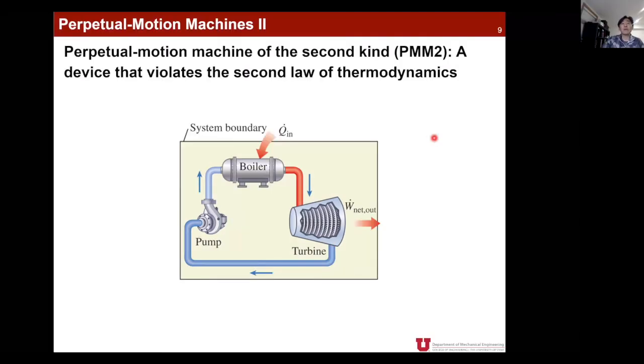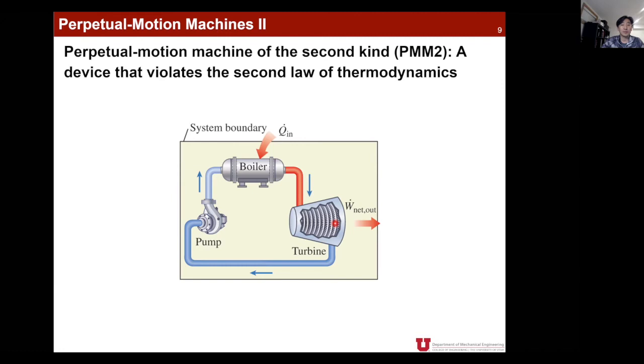Then how about PMM2? PMM2 again is a device that violates the second law of thermodynamics. So let's see this example. Again, let's assume that we have such a system. One engineer, again, didn't study thermodynamics well, but he somehow came up with this crazy idea. He claims that we have a boiler, a pump, and a turbine, but he says that his system wouldn't need any condenser. So we could save a lot of money, because we don't have to buy a condenser.